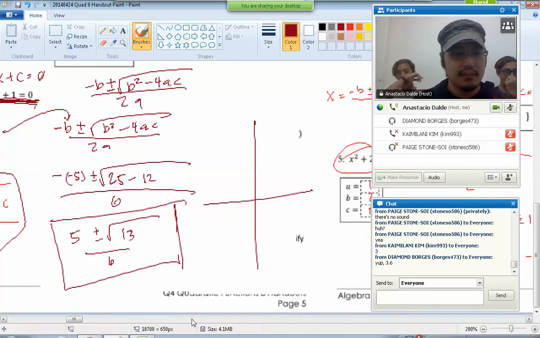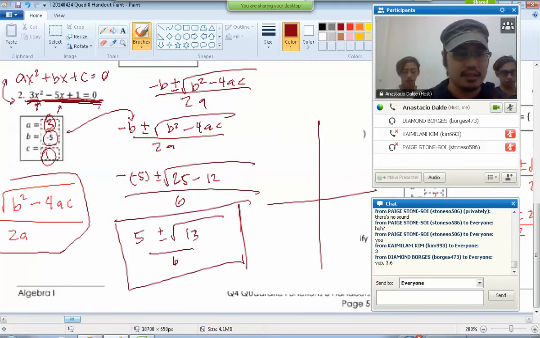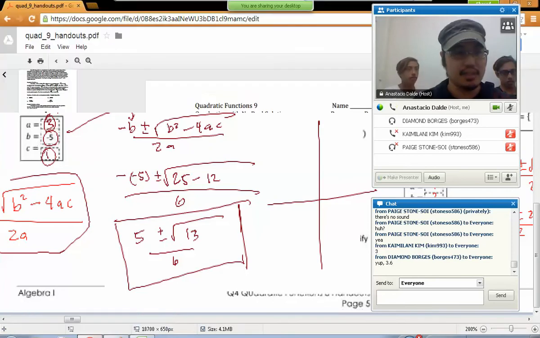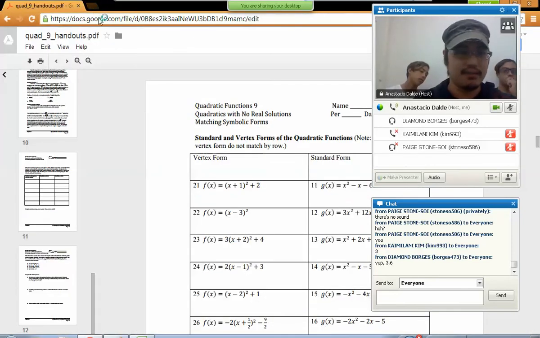Here, let me show you. What we're solving here is 3x squared minus 5x plus 1. Let's go over to Desmos and see what they have in store for us.